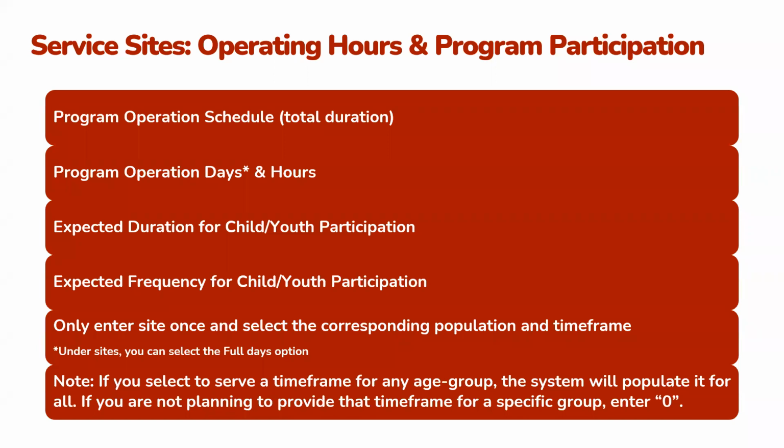And double clicking into that and really understanding that there are expectations and requirements around program participation by age group and by time frame is really a critical component. So each age group has set expectations and requirements for program operation and child and youth participation. The table that we'll display in the following slide breaks it down by age group and by time frame. And again, it's important to pay close attention to that because it may very much vary.